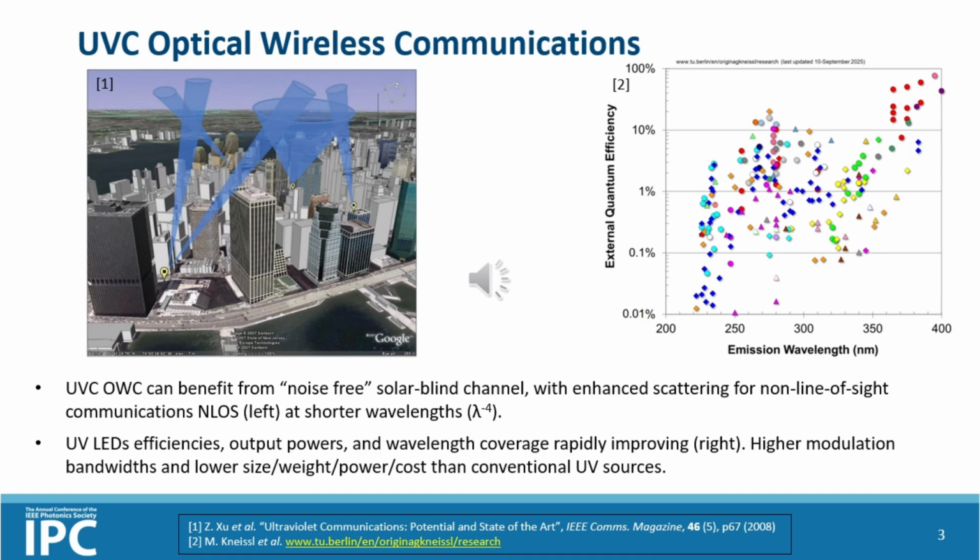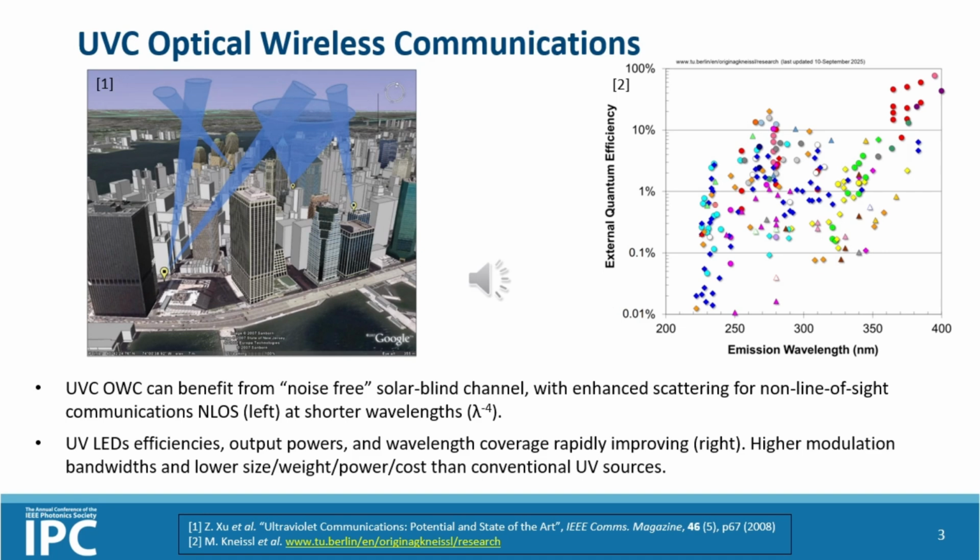Furthermore, if we look at the concept of non-line of sight optical communications, which is illustrated in the figure on the left, this would be where you don't have a line of sight path between your transmitter and receiver, but instead aim to use scattering from the atmosphere in order to scatter your signal towards the receiver and create a non-line of sight link. Now, really, scattering is inversely proportional to the fourth power of the wavelength. So if we can use short wavelength UVC light, we will have stronger scattering compared to visible and infrared, and potentially a more robust non-line of sight link.